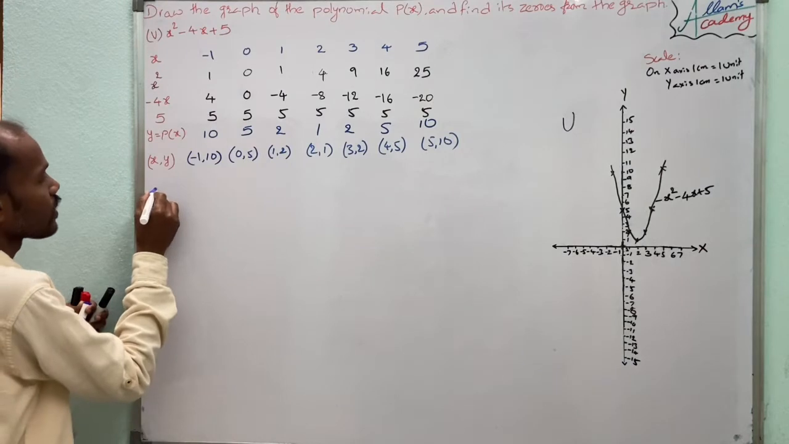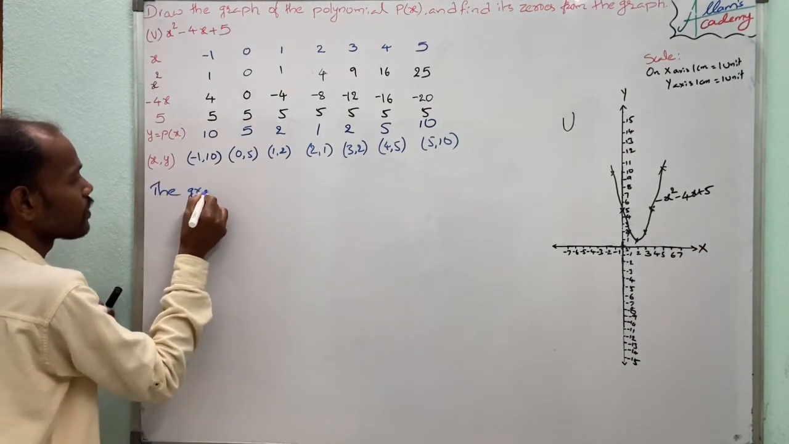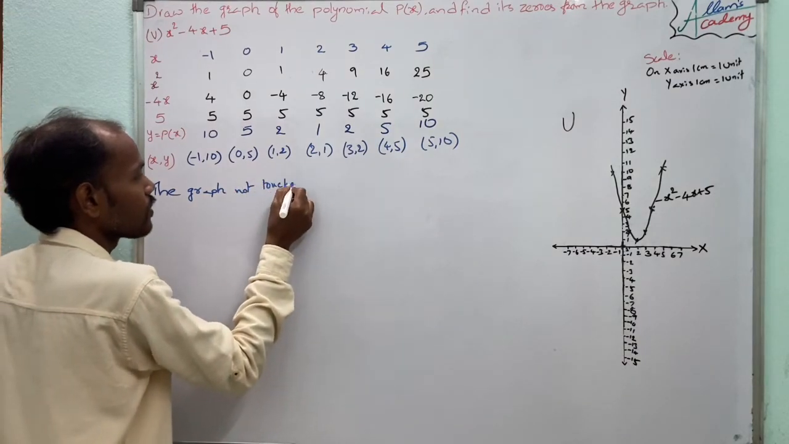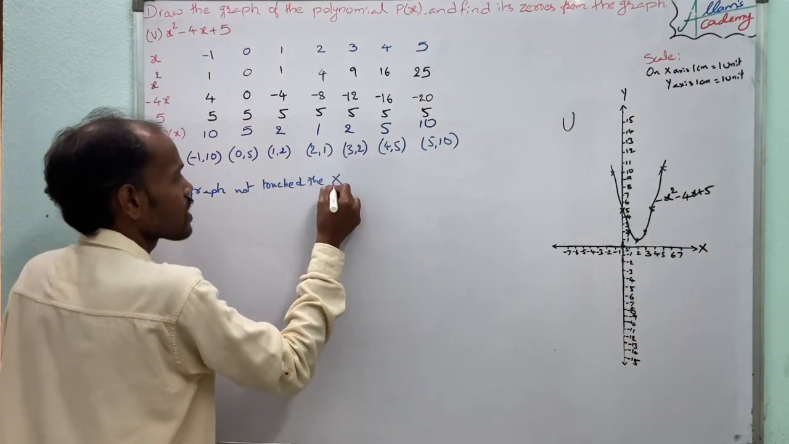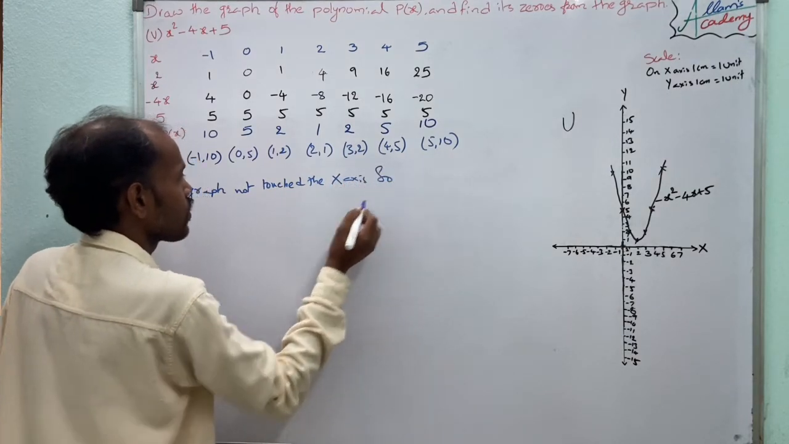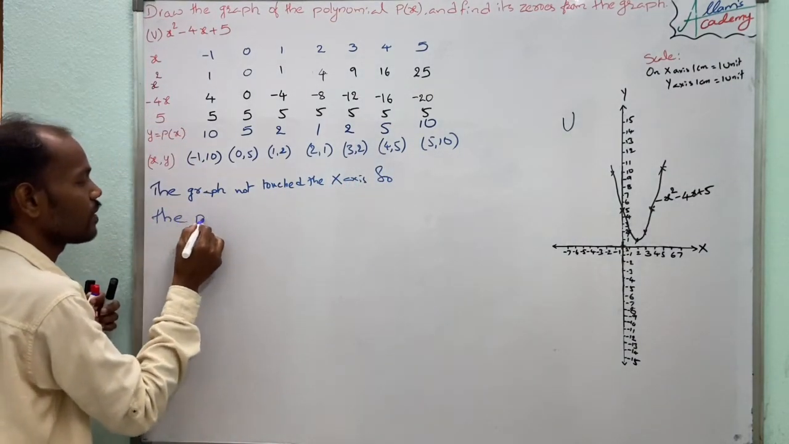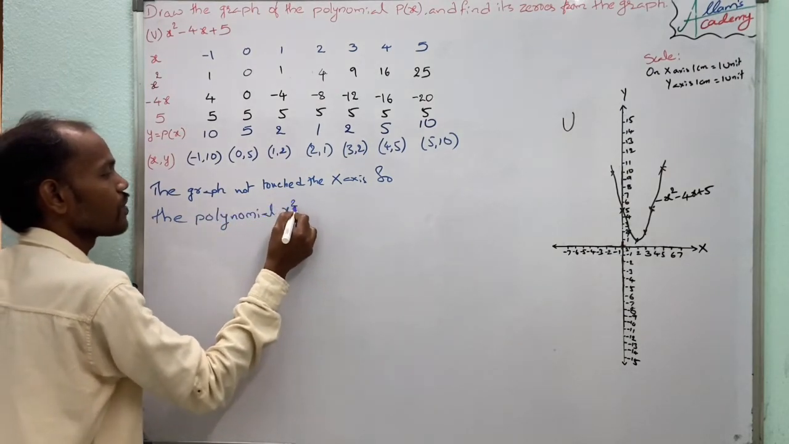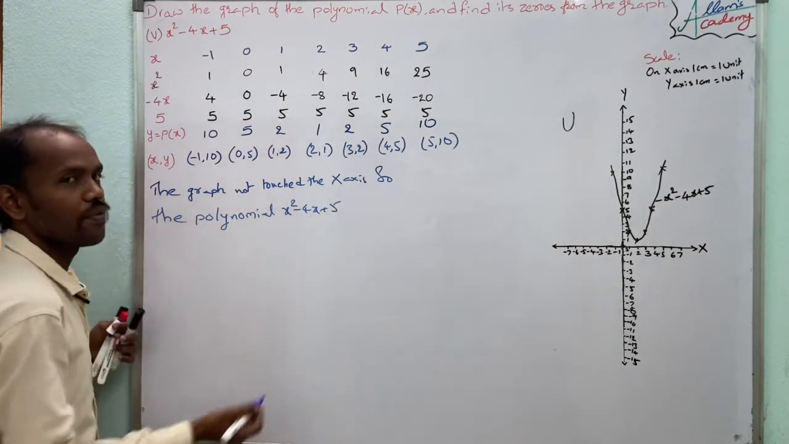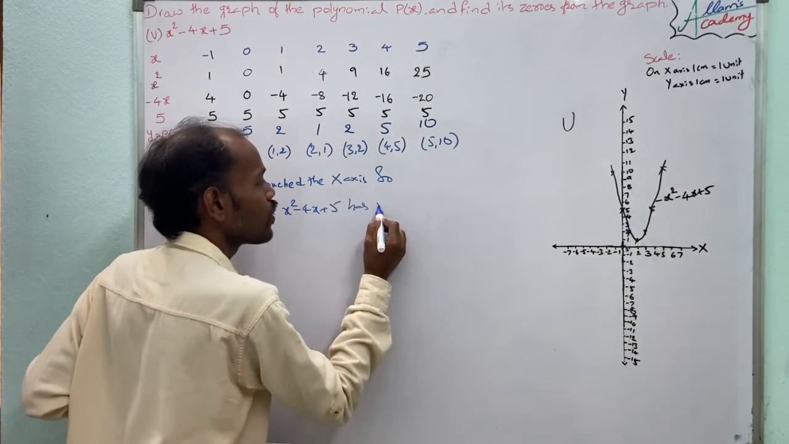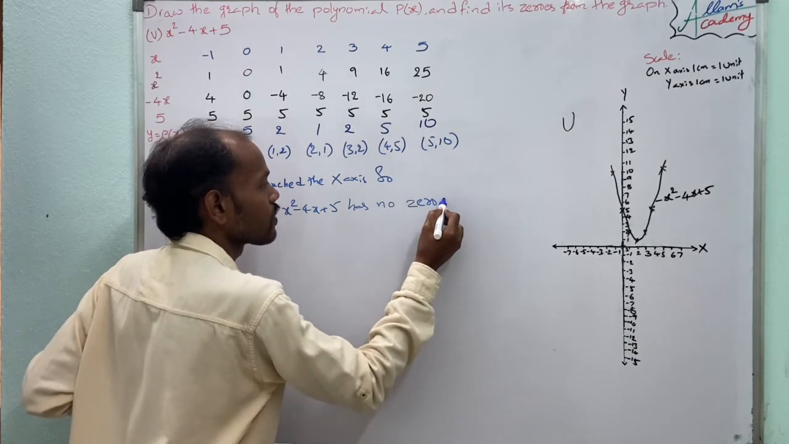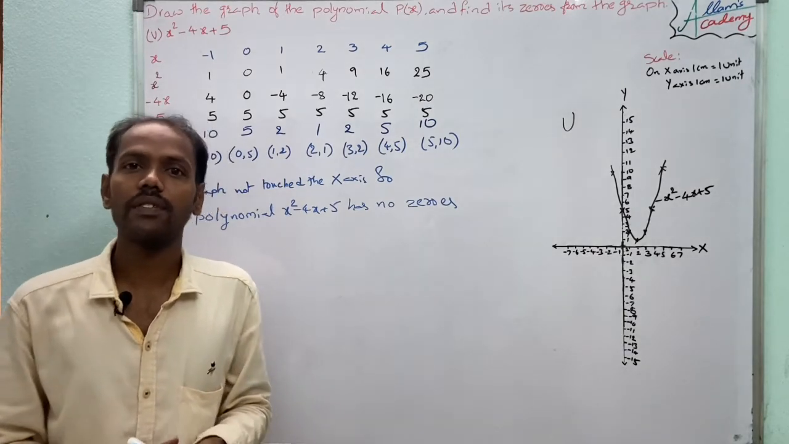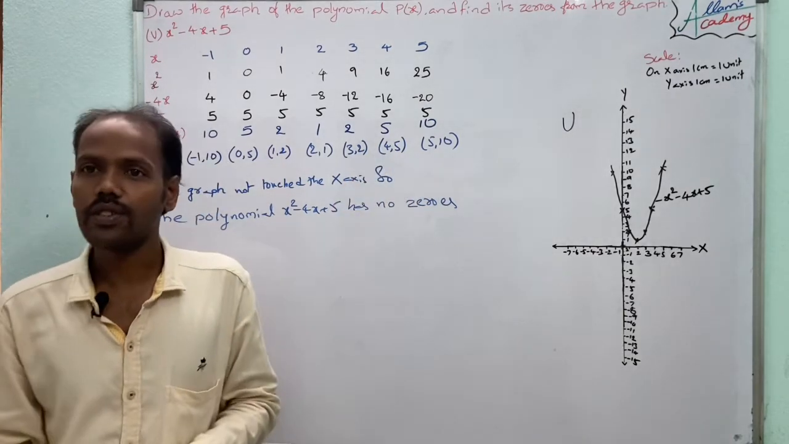So the graph has not touched the x axis. So the polynomial x square minus 4x plus 5 has no zeros. So on a given graph, when finding how many zeros, we observe that some graphs have no zeros.